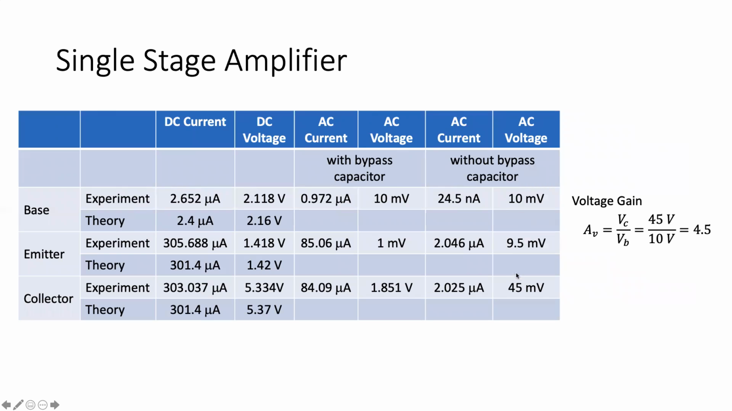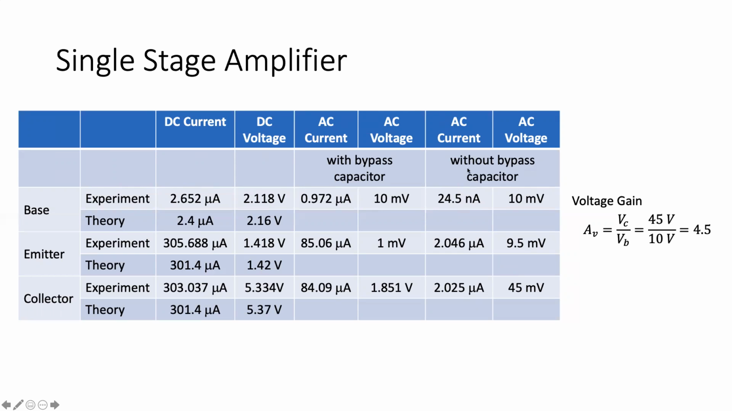So without the bypass capacitor, anong nakita nyo rito? Tumaas yung emitter voltage, okay? Bumaba yung emitter current, bumaba din yung collector voltage significantly. Okay? Of course, yung base current, base voltage is the same, yung base current ay medyo bumaba din. Okay, so ano ngayon ang ating gain dito? So ang gain is 45 divided by 10, which is equal to 4.5 na gain.